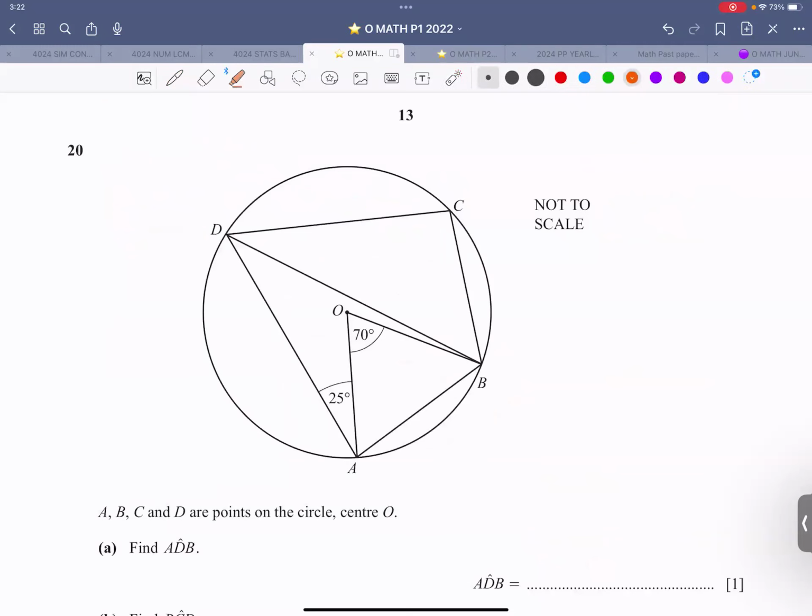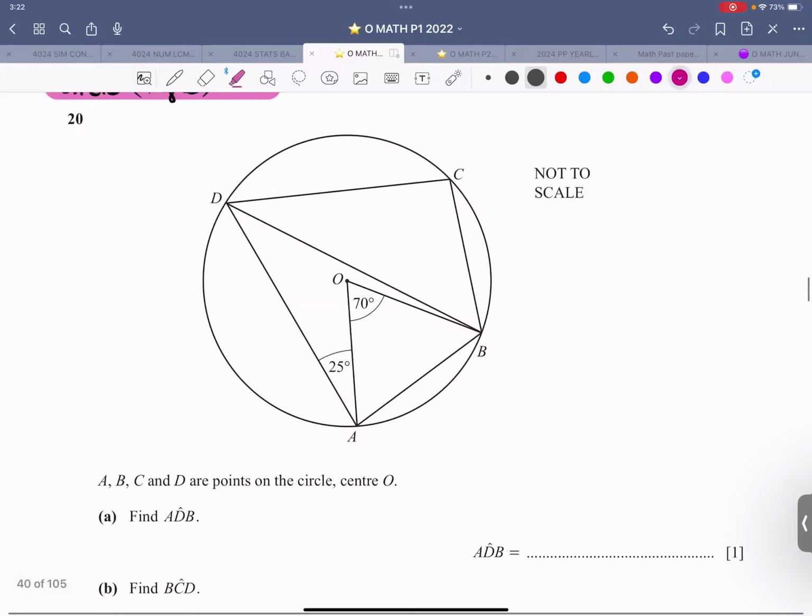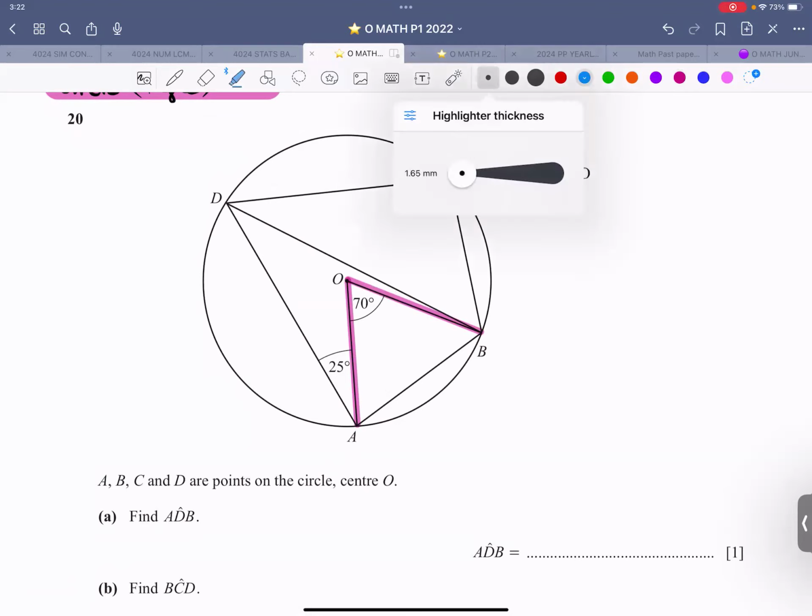Question number 20. That is circle properties, angle properties, circle angle properties. Now, ABCD are points on the circle. Find ADB, find BCD. Now, first of all, let me draw some lines. This is A till O, and then O till B. Then let me draw the other line. A till D, and then D till B.